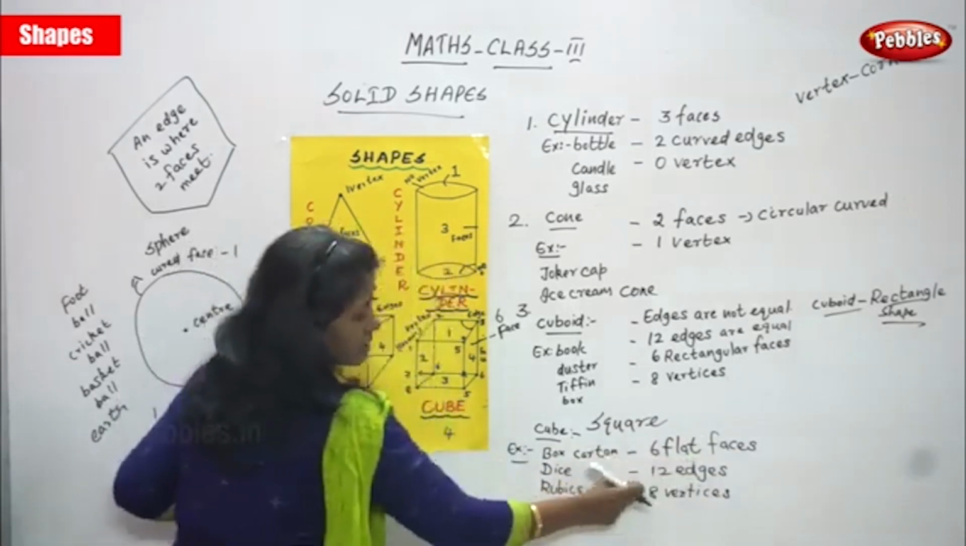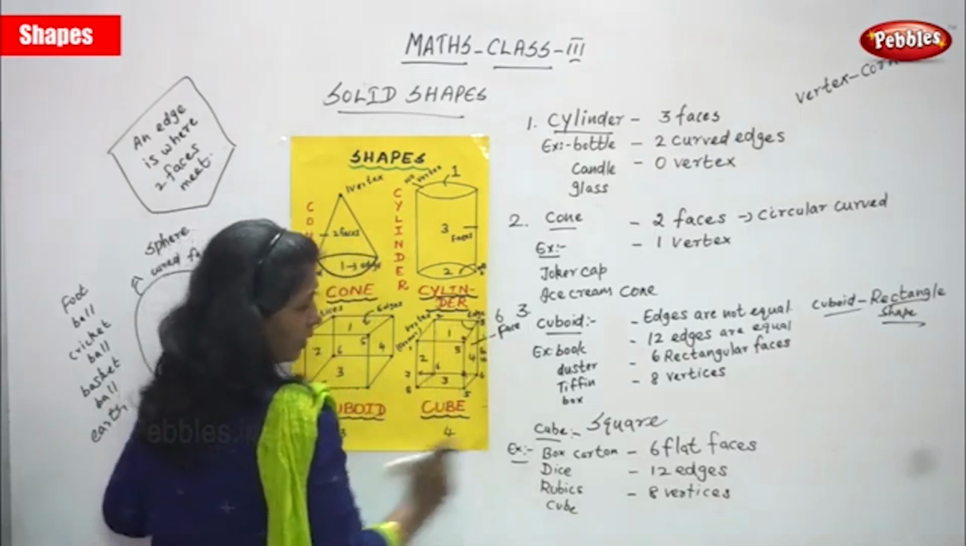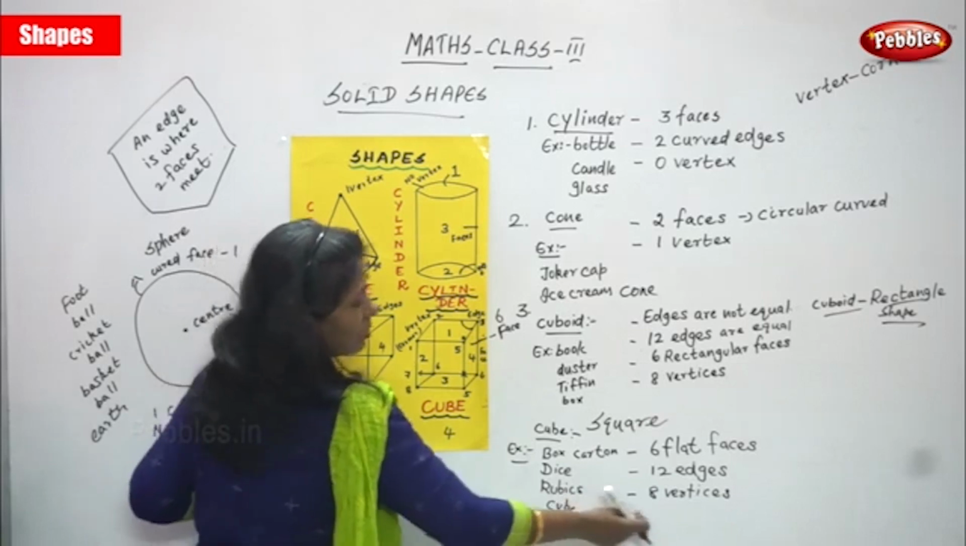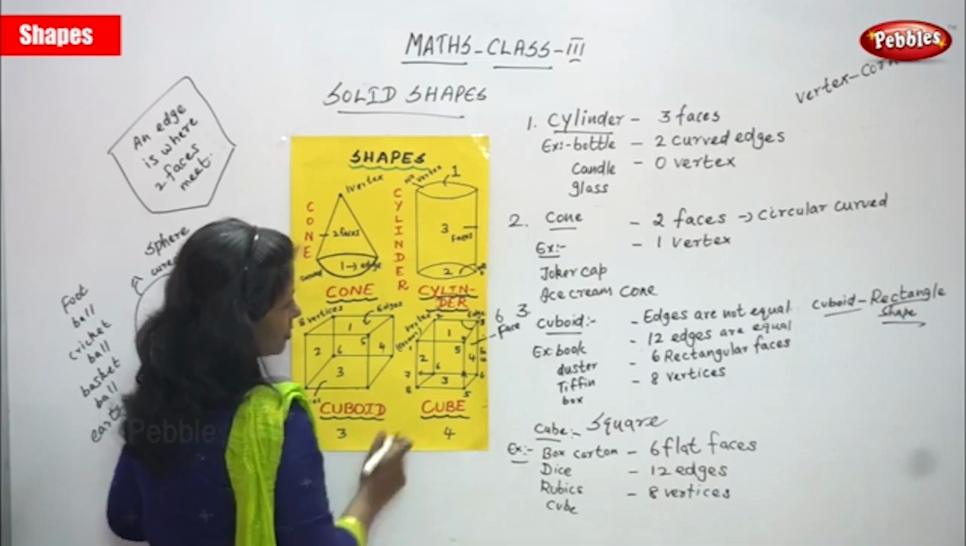And then after that, 12 edges. Edges means I told you this particular corner is an edge. Okay, how many edges? 12 edges. And how many vertices? The plural of vertex is vertices. 8 vertices.